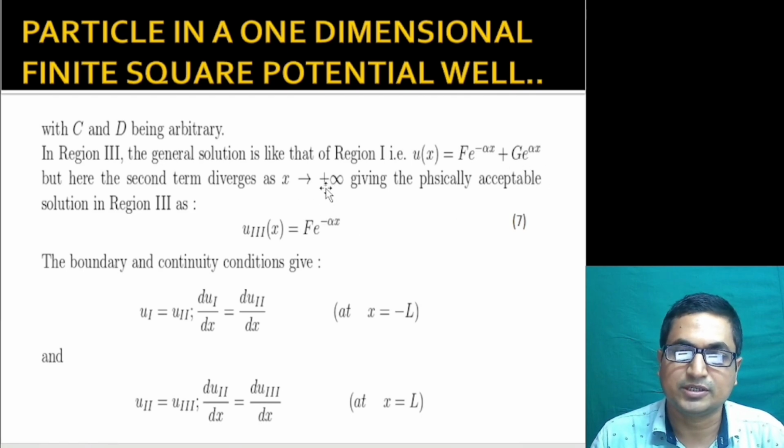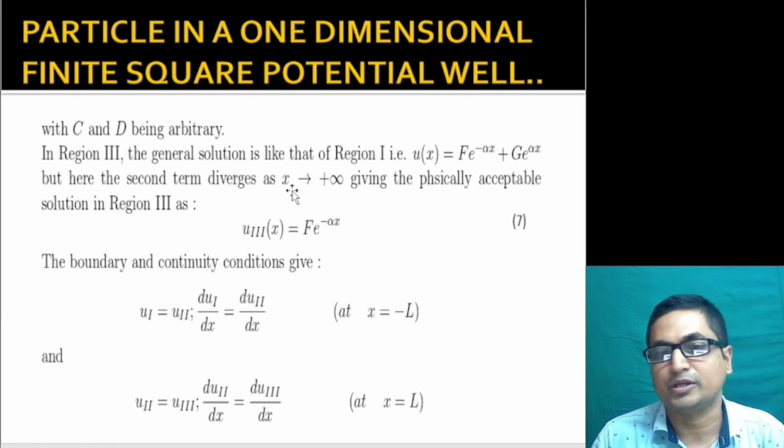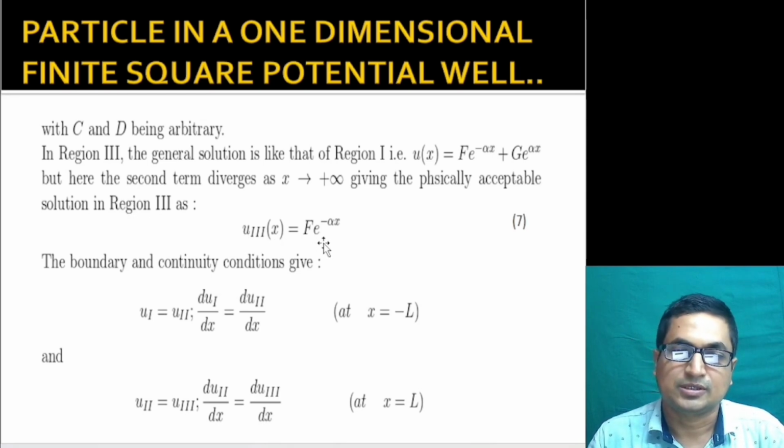Since the region is x greater than L, x is positive. So if x tends to plus infinity, then this is definitely diverging and we have to drop this term. So for region 3 we have this term, given by equation 7, F e to the minus alpha x.